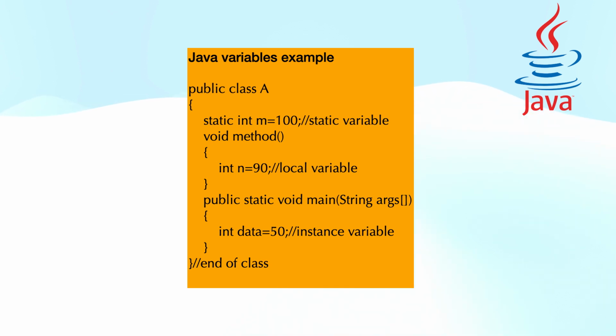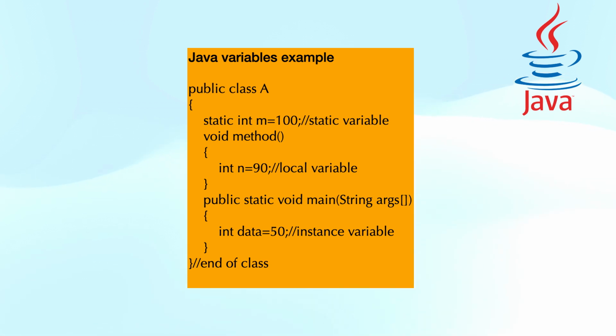Then after that I've declared a method. If we look down there, there's an int n with the value 90. That's a local variable because it's inside the method. And then after, there is public static void main String args, and there is another variable declared, with a variable name, int as the data type, and 50 as the value. So that's an instance variable.